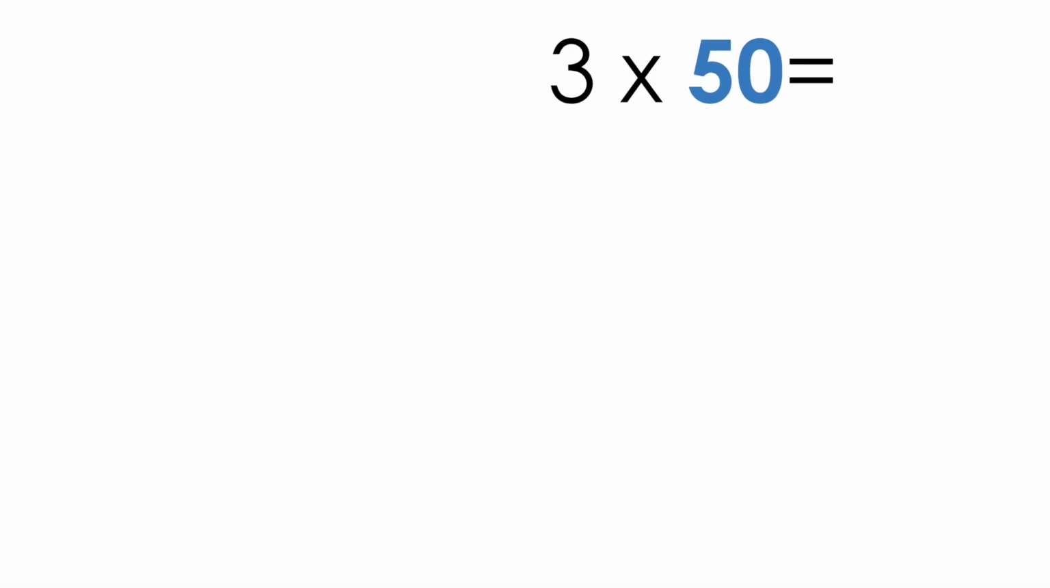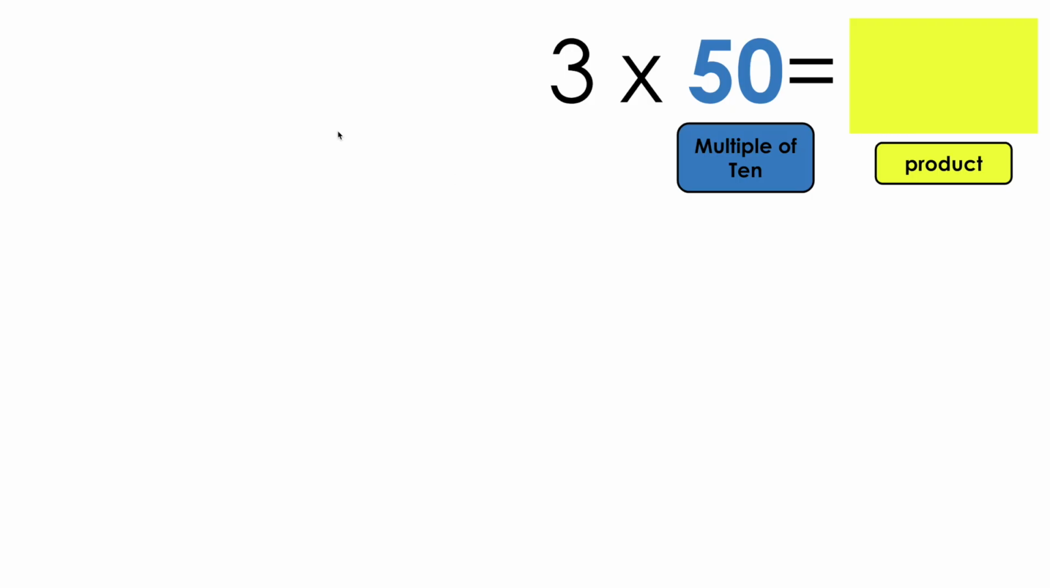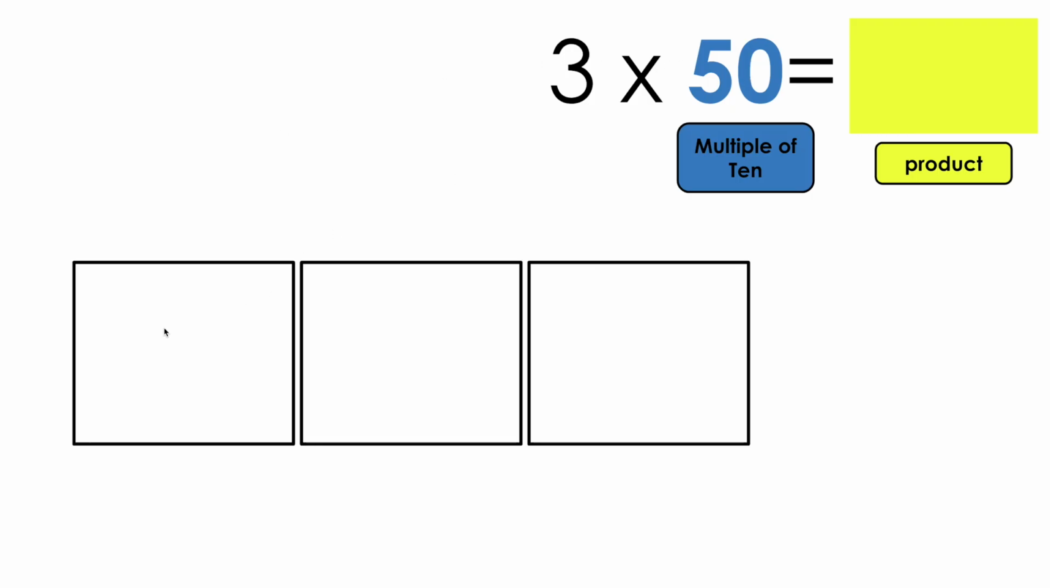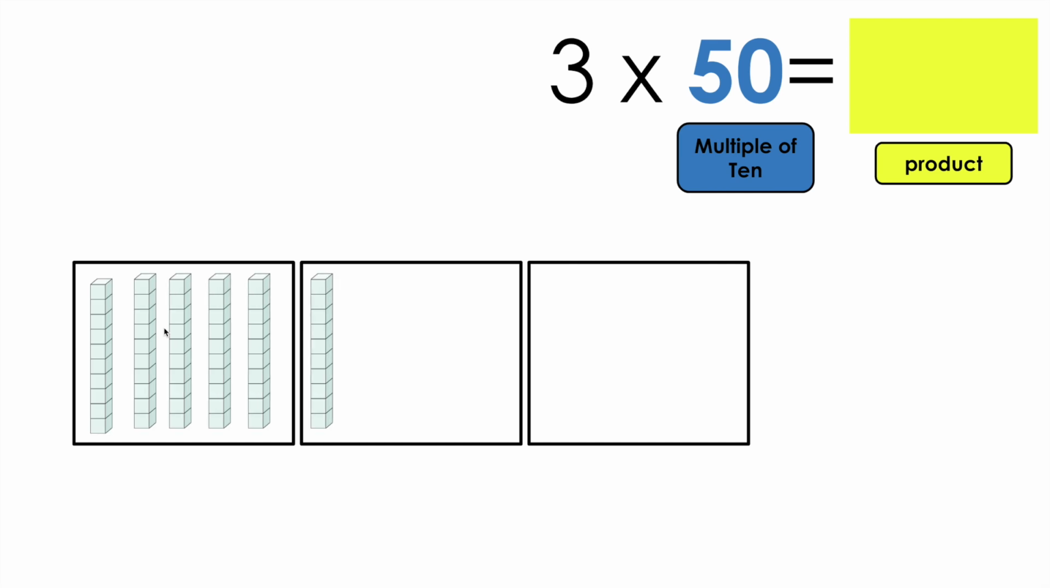Let's try 3 times 50. We know 50 is a multiple of 10. We need to find the product. We can read this as 3 groups of 50. 1 group, 2 groups, 3 groups. 50 in each group.